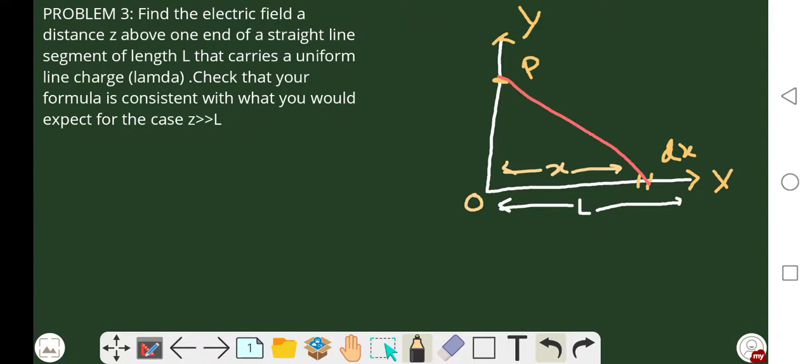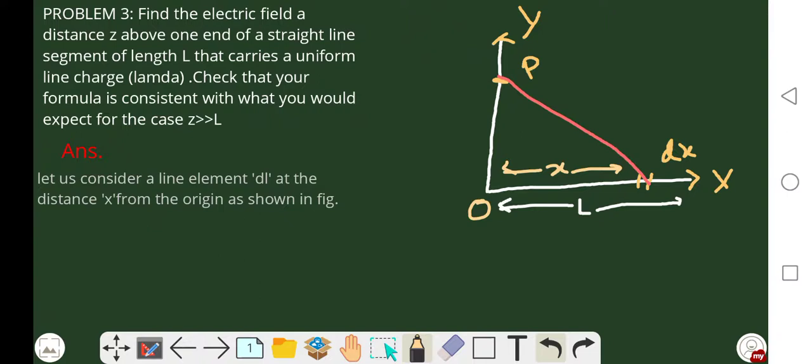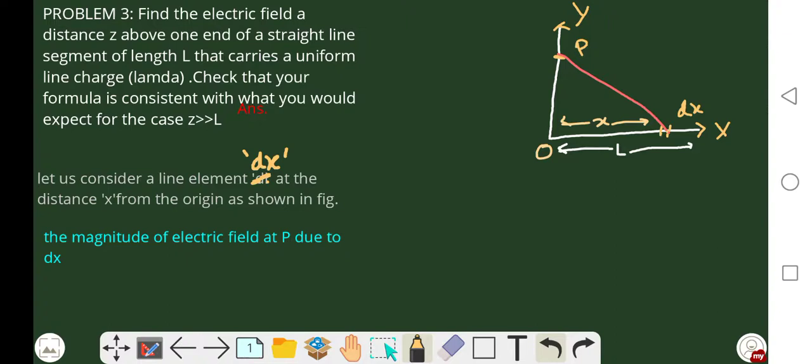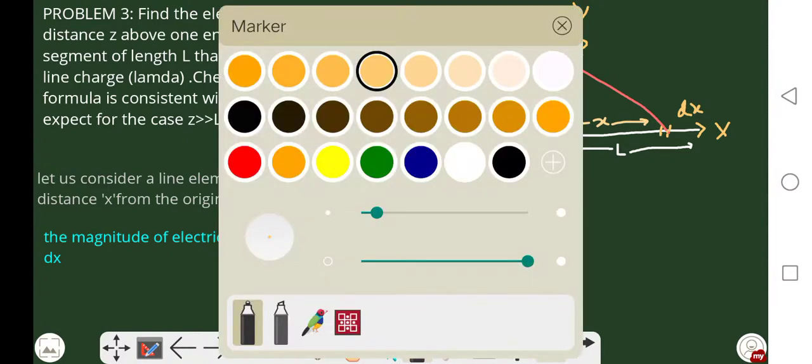So let us consider a line element dl. Sorry, it will be dx. So let us consider a line element dx, at the distance x from the origin, as shown in the figure. Now we will calculate the magnitude of the electric field at P due to dx. So let's calculate.